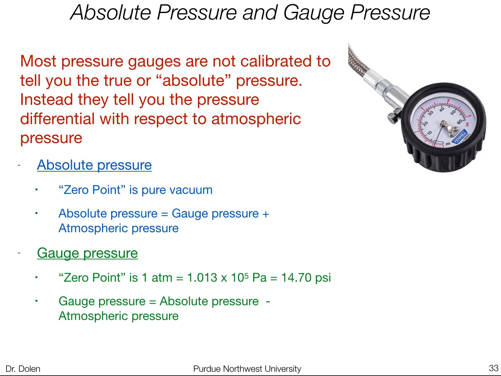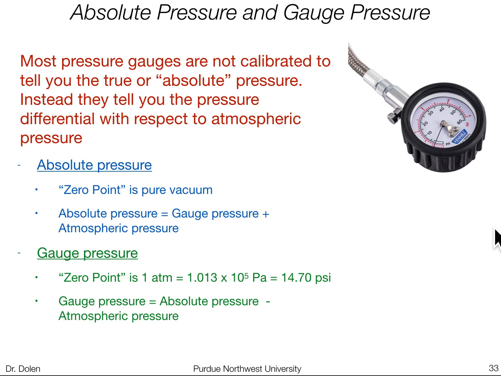But first, let's talk about absolute pressure and gauge pressure. So it turns out that most pressure gauges are not calibrated to tell you the true or absolute pressure. Right? So if you have a tire pressure gauge like this one, you can maybe see in the picture that the black numbers are in psi and the red numbers are in bar on this pressure gauge.